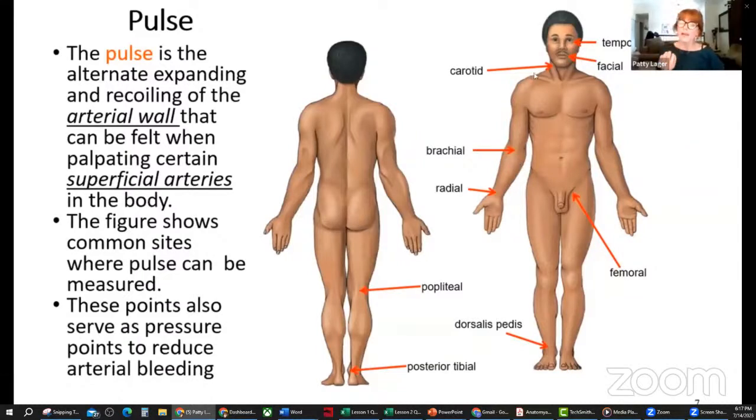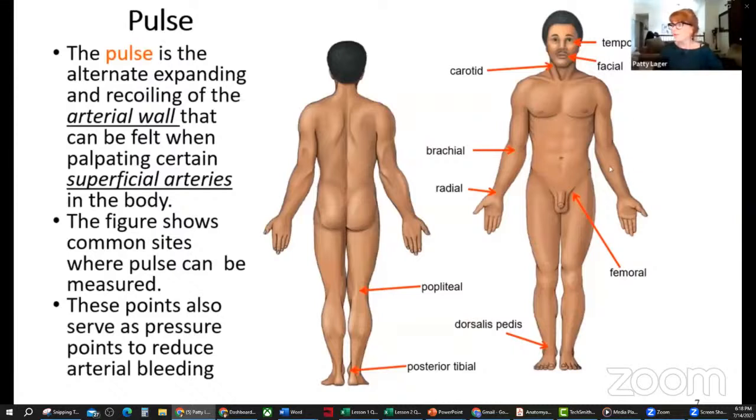The facial artery can be kind of challenging. This is a smaller artery, but you can still feel it right along your lower jaw, which is called the mandible. This is where the facial artery runs. You might be able to feel it on your jaw. I sometimes have a hard time finding that one. On the sides of your temples, that's the temporal artery. So you might be able to feel the temporal artery.